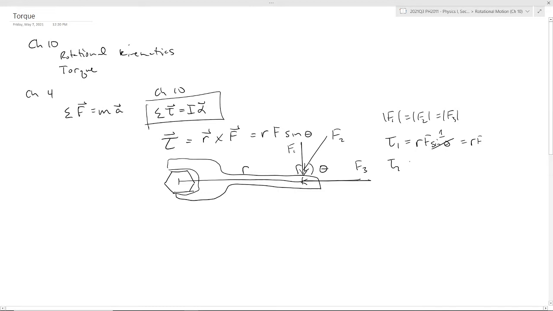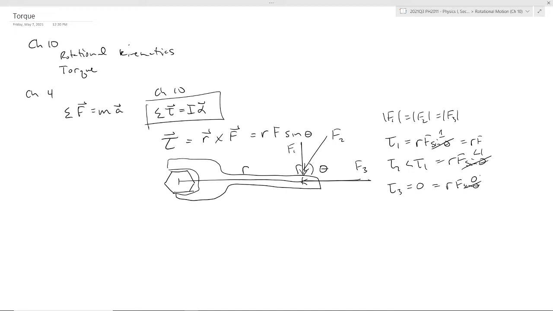Torque 2 is going to be less than torque 1 because in R F sine theta, this sine theta is going to be less than 1 now, because that angle is less than 90 degrees. And torque 3 is going to be equal to 0 because the force and the R are aligned. The angle between them is either 0 or 180 degrees depending on how you're thinking about it, and so sine theta is 0. This should agree with our intuition that if you push on the end of a wrench, it's not turning the bolt, it's just pushing the wrench into the bolt.